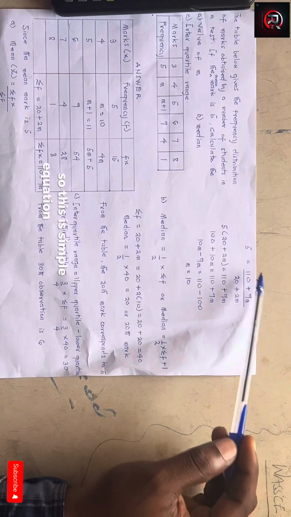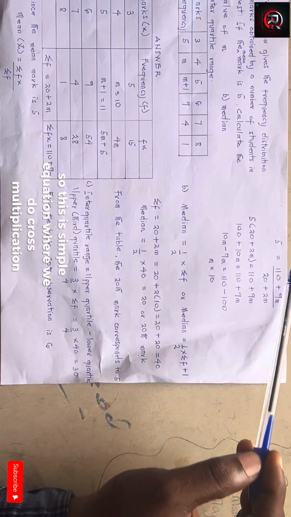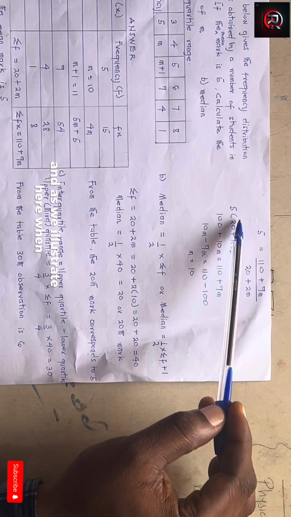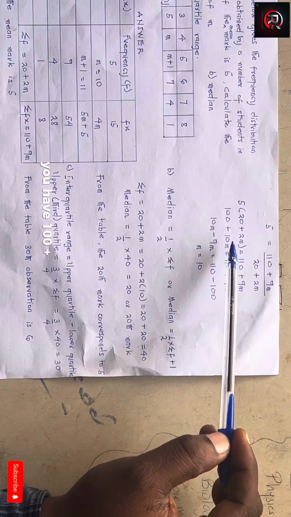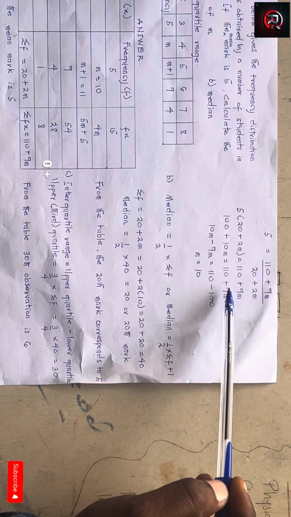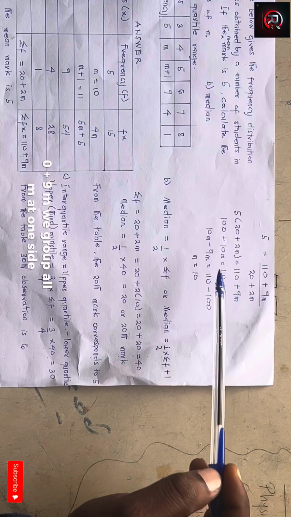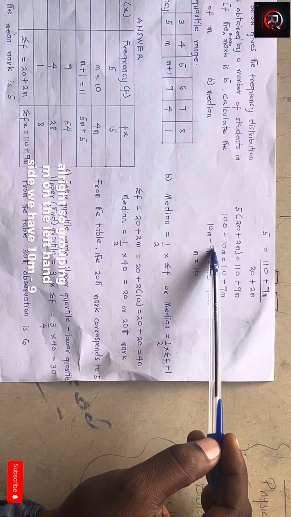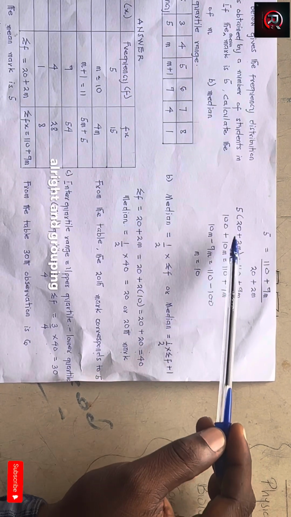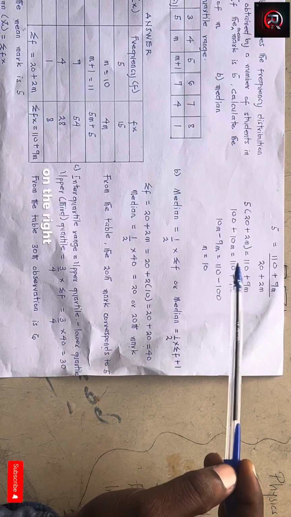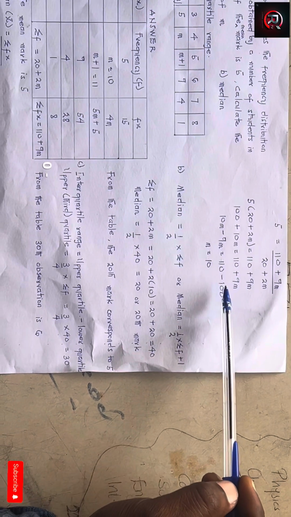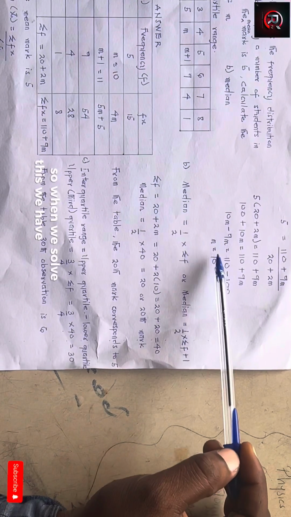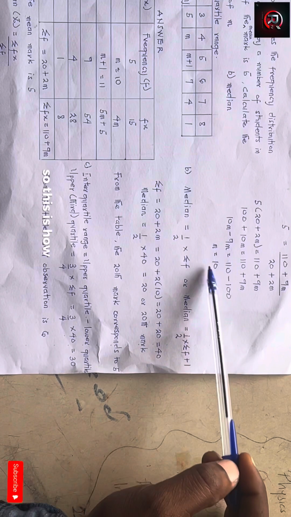So this is a simple equation where we do cross multiplication. The 5 will multiply everything here, and as we illustrate here, when 5 multiplies everything, you have 100 plus 10m equal to 110 plus 9m. We group all m at one side, all right? So grouping m on the left-hand side, we have 10m minus 9m, and grouping the numbers without m on the right-hand side, we have 110 minus 100. So when we solve this, we have m to be what? 10. So this is how we can get our m.